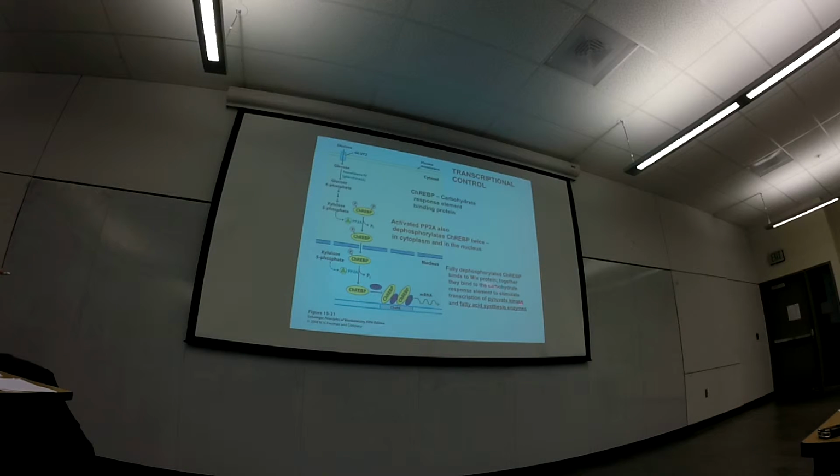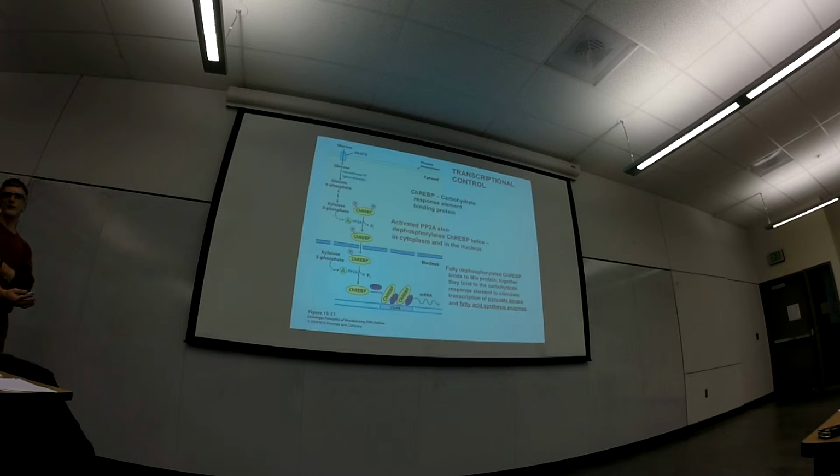It's a little bit counterintuitive, actually. Regardless, so glucose comes in and through the pentose phosphate pathway makes xylulose 5-phosphate, which activates that PP2A protein that we saw on the last slide. Okay. So when it activates PP2A, that dephosphorylates a protein called ChREBP, which is a carbohydrate response element binding protein.